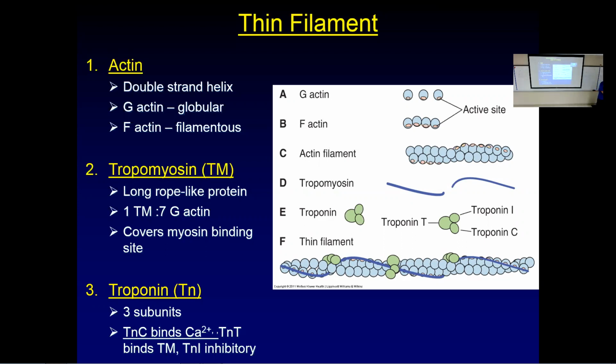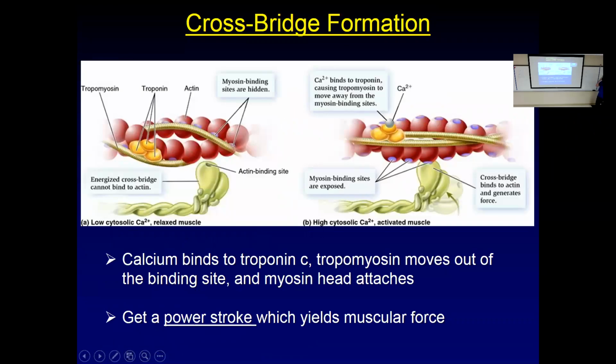Okay. There you go. And well, that part works. It doesn't want to advance. There we go. All right.